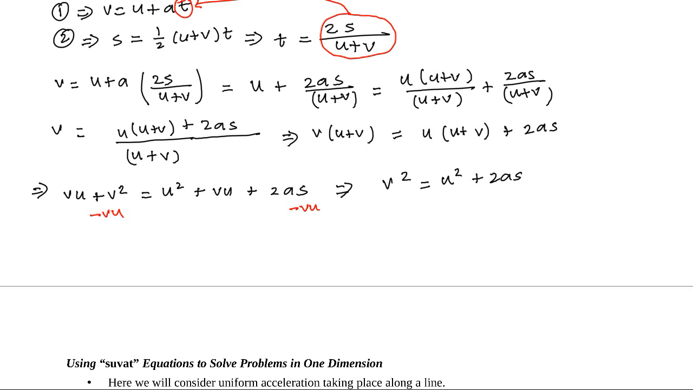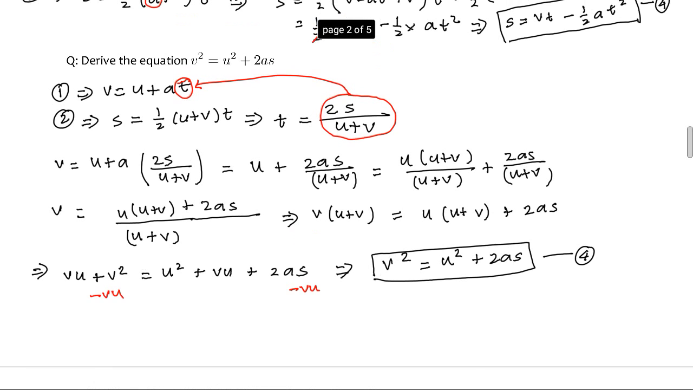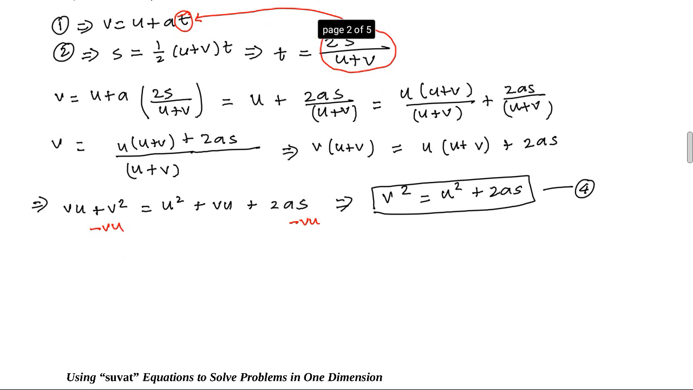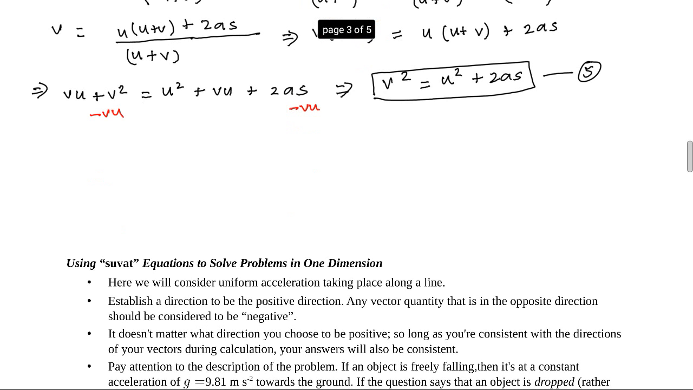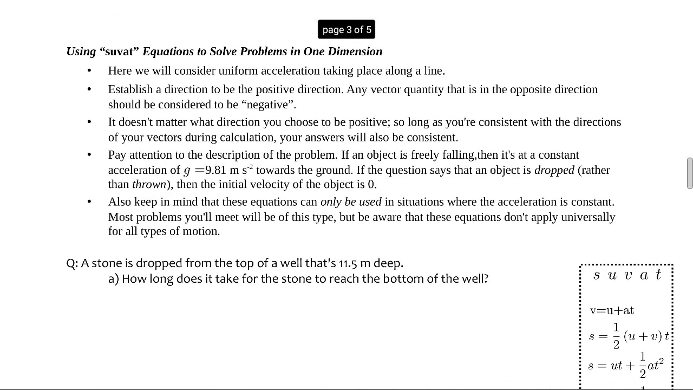So now this is our, sorry, not the fourth equation, but rather the fifth equation that we wanted. So now we have derived all of our, not four, but rather five equations of motion. So now we look at how to actually use this in problems.